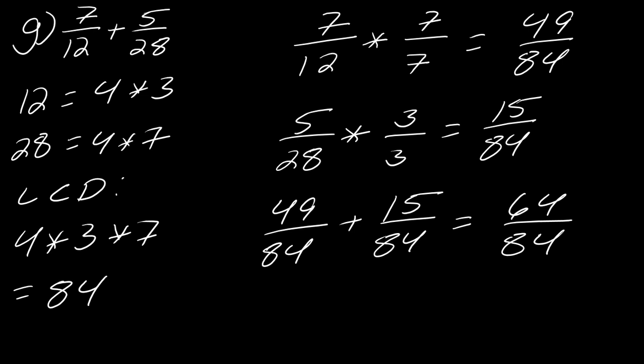So this can definitely now be reduced. I can definitely divide the top and bottom by 4. 64 divided by 4 is 16, and if I divide 84 by 4, it's just going to be 21. So this will equal 16 over 21.